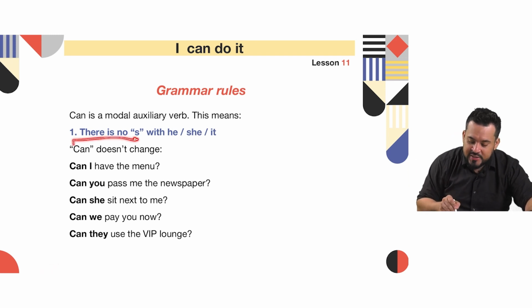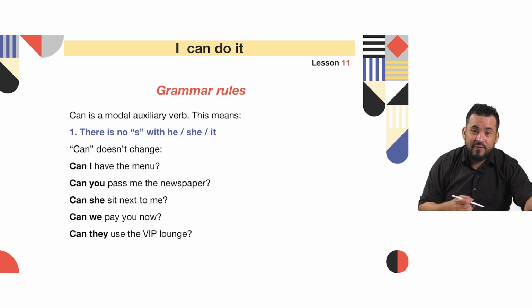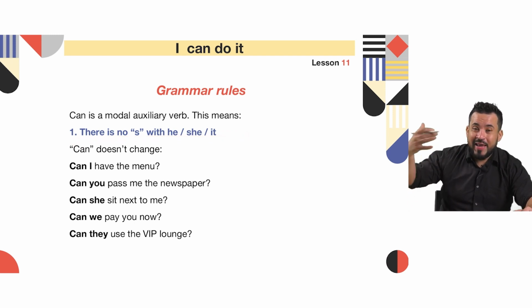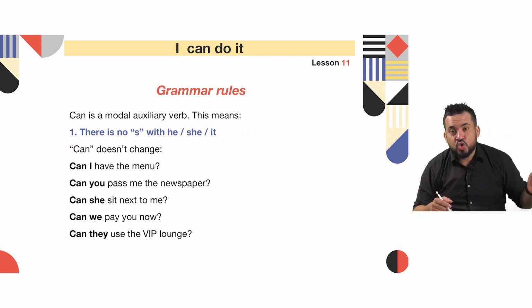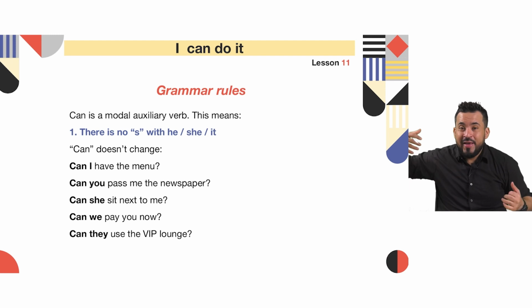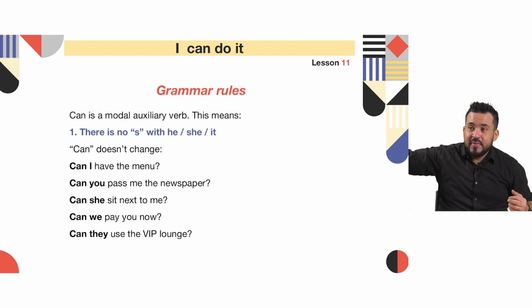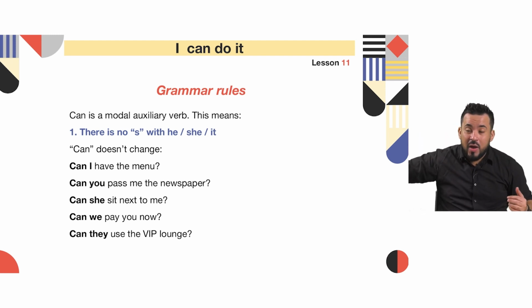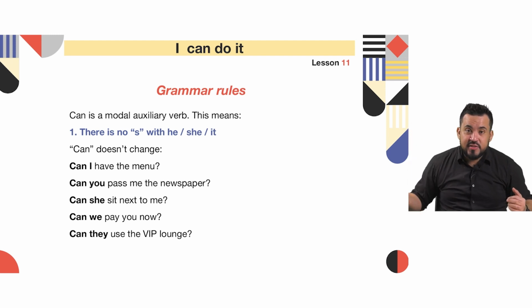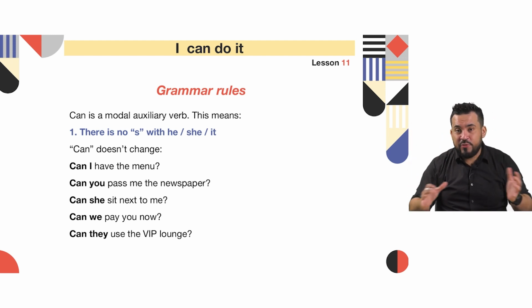There is no S with he, she, it if we have can in the sentence. So he can swim, not he can swims. That's wrong. She can cook, not she can cooks. Or he can clean very well. We don't say he can cleans, okay? Base form of the verb. No additions to the verb.